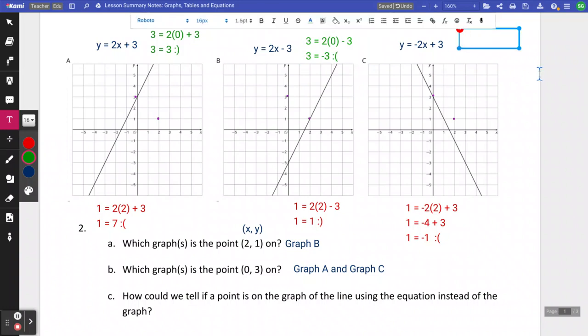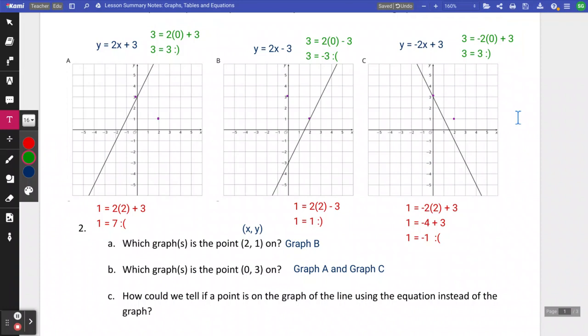And then for this last one, y is still 3. So it'll say 3 equals negative 2 times my x coordinate, which is 0, plus 3. So we get 3 equals negative 2 times 0, which is 0, and 0 plus 3 is 3. So it satisfies it there again.